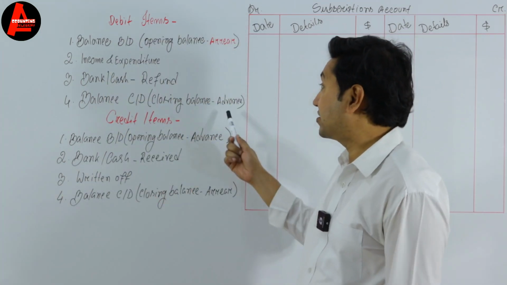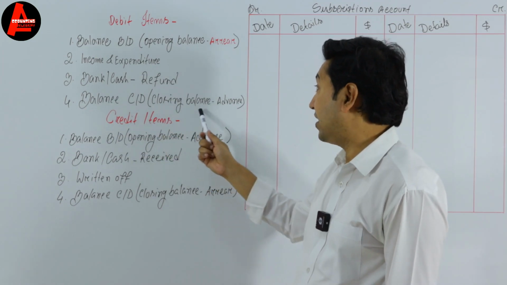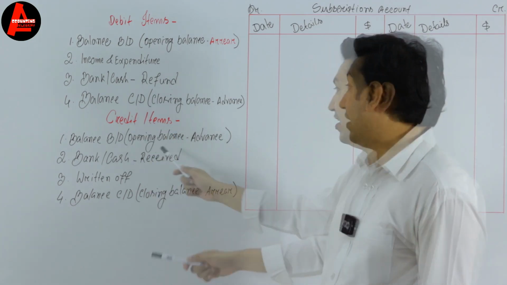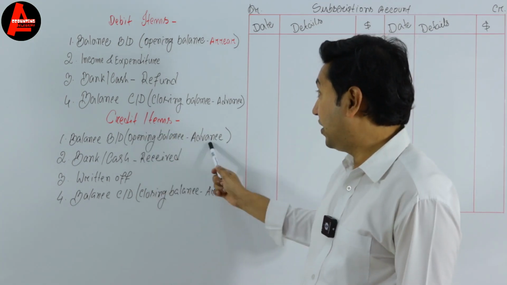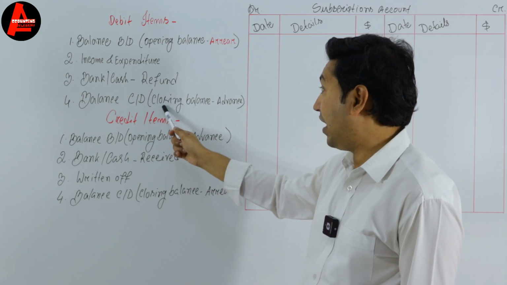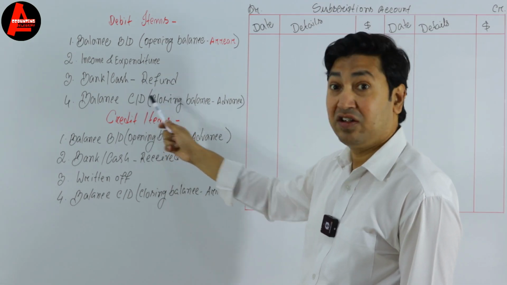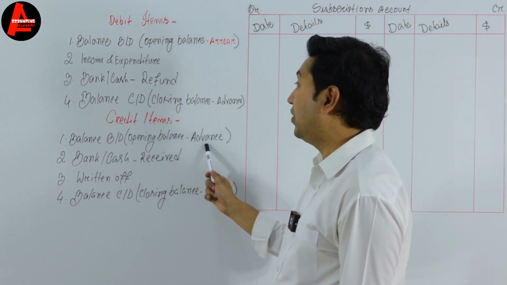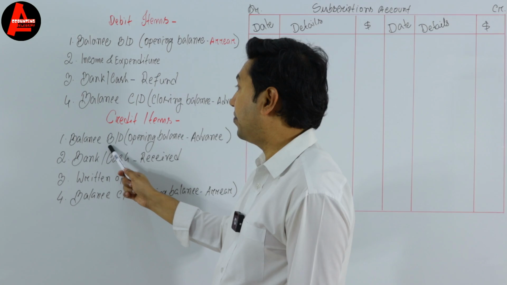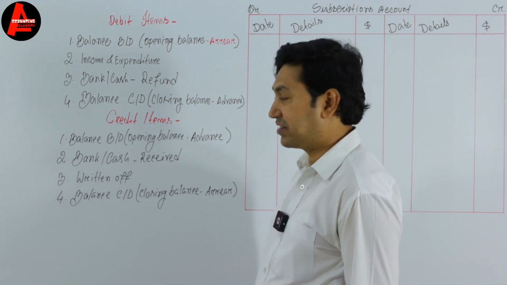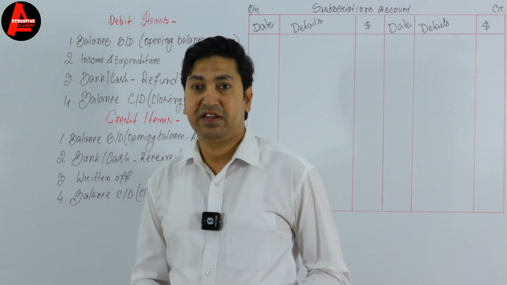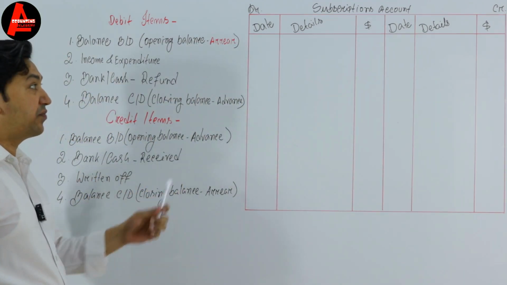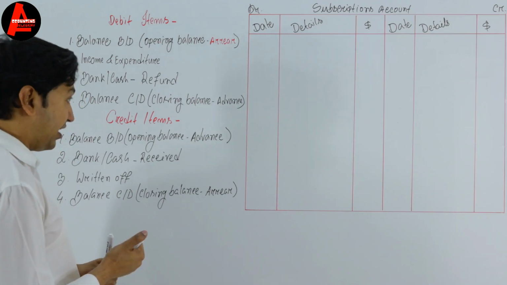Here we see advance. If it is a closing balance of advance, we write it as balance CD on the debit side. Here it is the opening balance. So the closing balance of advance will appear as balance CD on the debit side, and the opening balance of advance will appear as balance BD on the credit side. So let us write this one first, balance BD, opening balance. It is advance, so it will appear on the credit side.